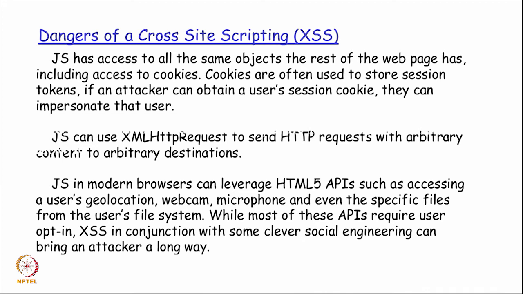So, as we had seen before with cookies, we could do a lot of things, and using this kind of cross site JavaScript code, the attacker could potentially get access to cookies that in turn may contain a lot of personal or secret information that the attacker should not have been given access to. JavaScript can also use XML HTTP request to send HTTP requests with arbitrary content. So, this could be another way by which some parts of my page could be sent out to arbitrary destinations controlled by the attacker, right.